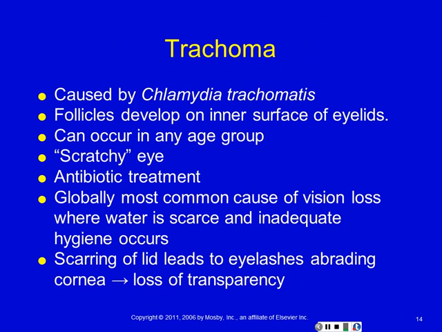All right. So trachoma is caused also by chlamydia, and this is where the inside surface of the eyelids end up getting these follicle-like lesions in them. It creates a scratchy eye. Treatment is with antibiotics, and your book points out that this is one of the most common causes of vision loss where water is scarce and there is inadequate hygiene. So this, you could call this a chlamydial conjunctivitis, yeah.